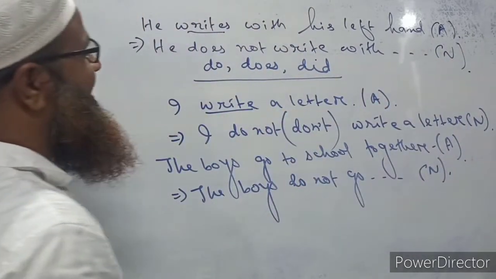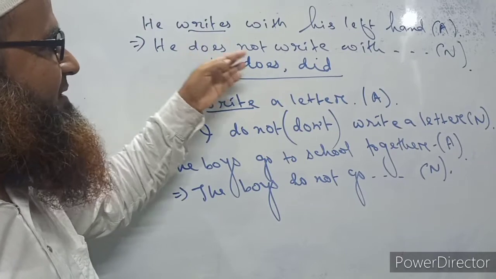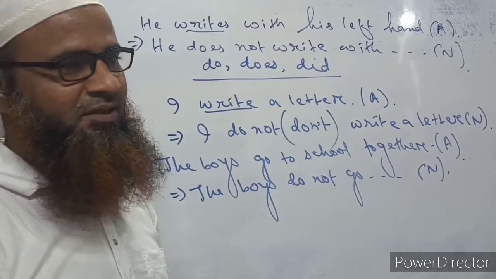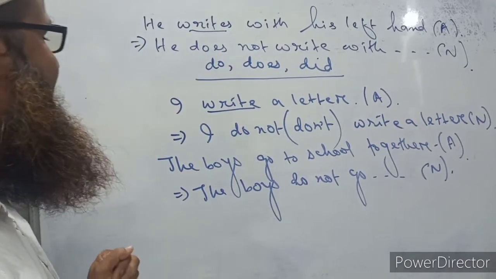But we have to remember when we take the help of does in a sentence, we must write the main verb s or es free. S or es will never come when we take the help of does.